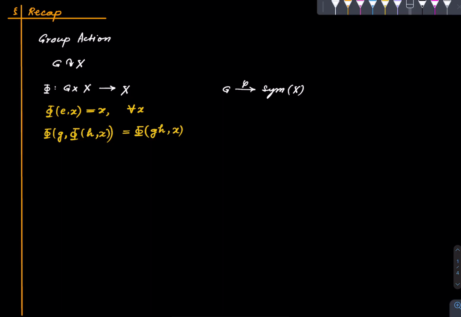So we said that instead of writing phi(g, x), we write g dot x, with the understanding that the phi is hidden from notation for simplicity. So that is one perspective. The other perspective is that you can think of a group action as a group homomorphism from G to the symmetric group of X, or the permutation group of X. And one can pass from one to the other. We discussed that. So this is all we need to know for this lecture.